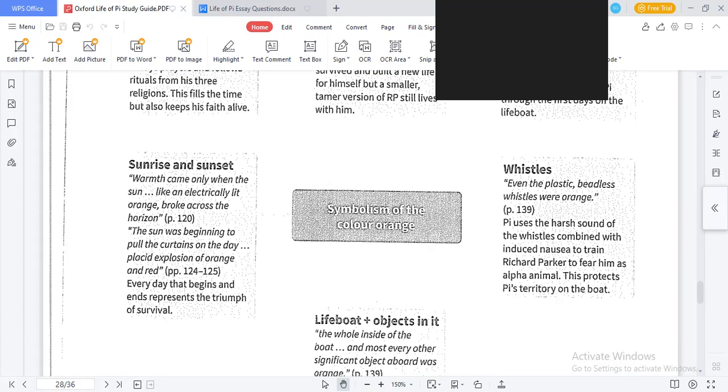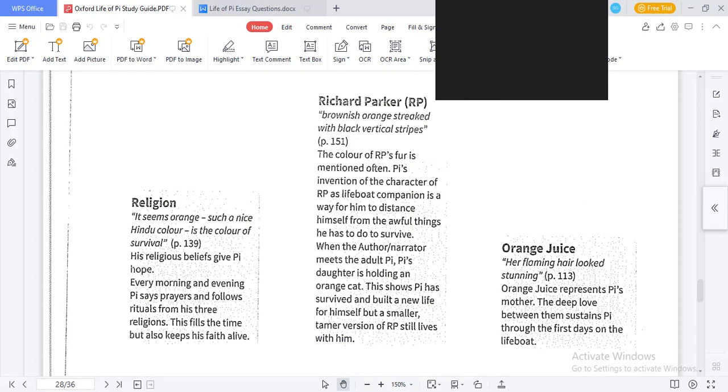Let's start here. Symbolism of the color orange. Where will we start? Richard Parker. Brownish orange streaked with black vertical stripes. That's what we believe a tiger looks like. Now we're just going to read through it, and then you can make notes. The color of Richard Parker's fur is mentioned often. Pi's invention of the character of Richard Parker as a lifeboat companion is a way for him to distance himself from the awful things he has to do to survive.